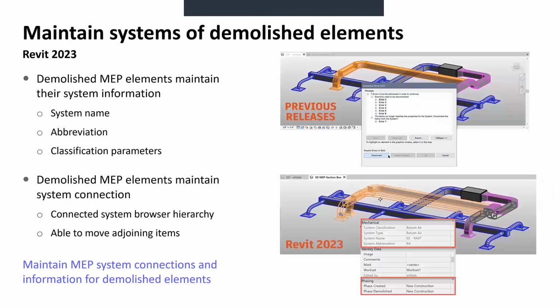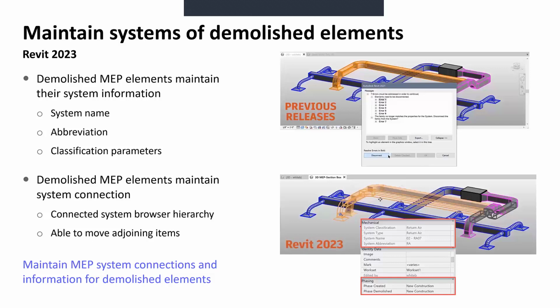My big yes moment for 2023 was the release of the maintaining of systems when demolished. In previous versions, when you demolished any of your systems, your content, it all became not orphaned, it was undefined, and you couldn't do anything with it. It lost all of its information. It lost connection to the next piece of equipment that was next to it. The fittings, everything was disconnected and essentially broken.